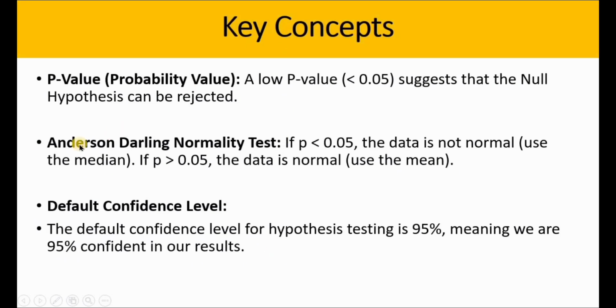Now here are some key concepts. We will perform the Anderson-Darling normality test here, and if the p-value is less than 0.05, we will reject the null hypothesis and accept the alternate hypothesis. But if the p-value is greater than 0.05, then we accept the null hypothesis and reject the alternate hypothesis, which means that we believe in statistical tests and not only gut feeling. Default confidence level. The default confidence level for hypothesis testing is 95%, meaning we are 95% confident in our results.